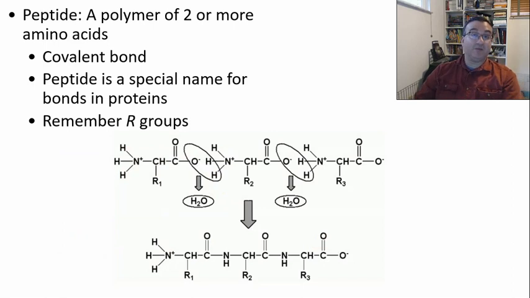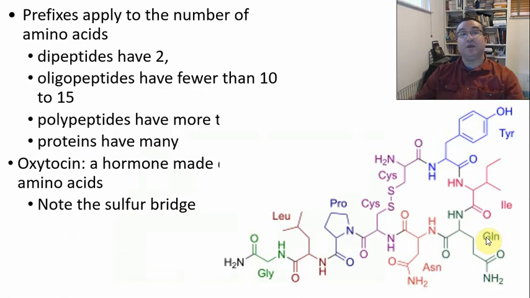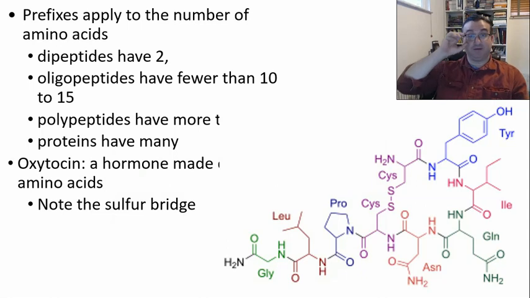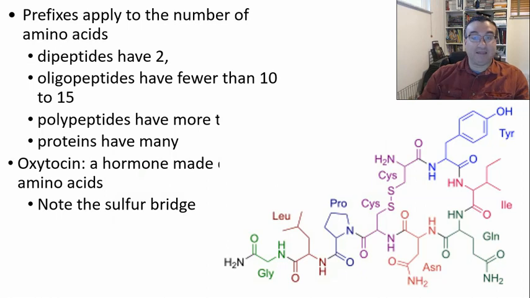And then, remember the R groups are there too, because they'll impact what happens after the proteins are linked together in a peptide bond. We can also apply prefixes to the number of amino acids involved in the bond. So dipeptides have 2. Oligopeptides have more than 2 or 3, but not a huge amount. Then finally, polypeptides have more than 10, and proteins have many, many more.